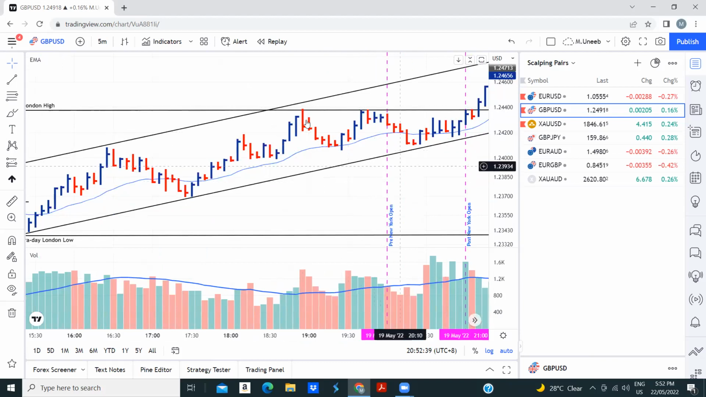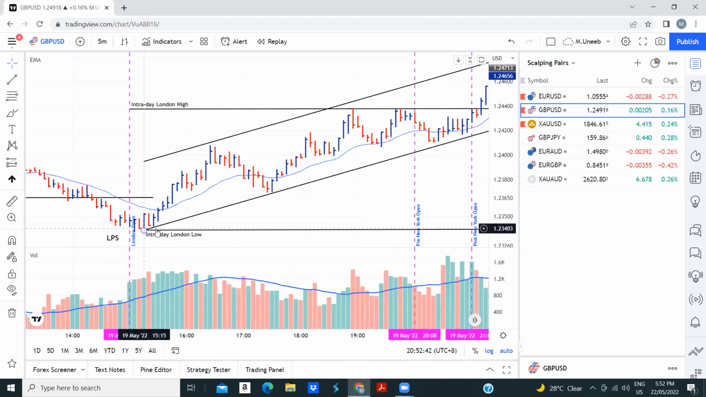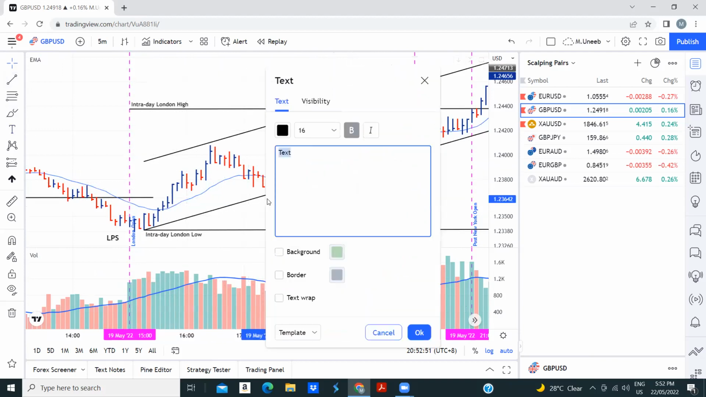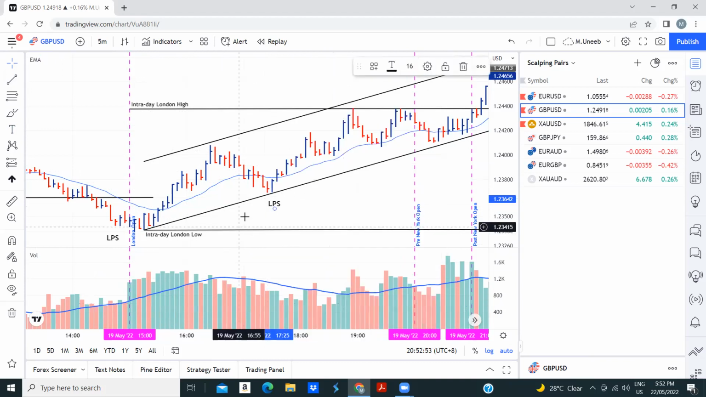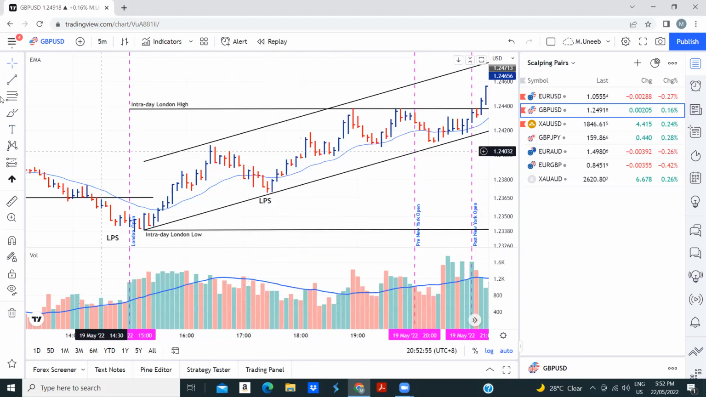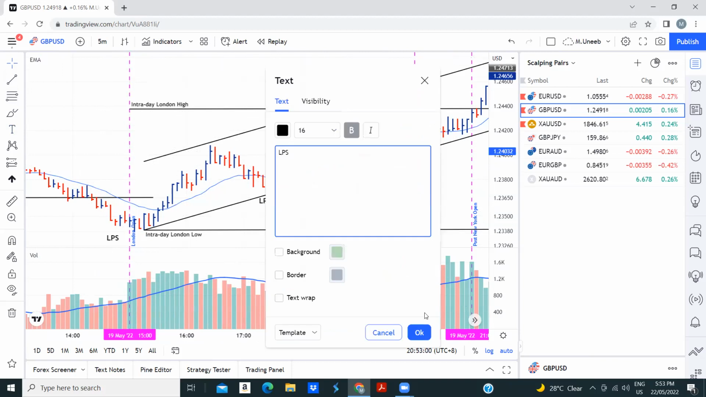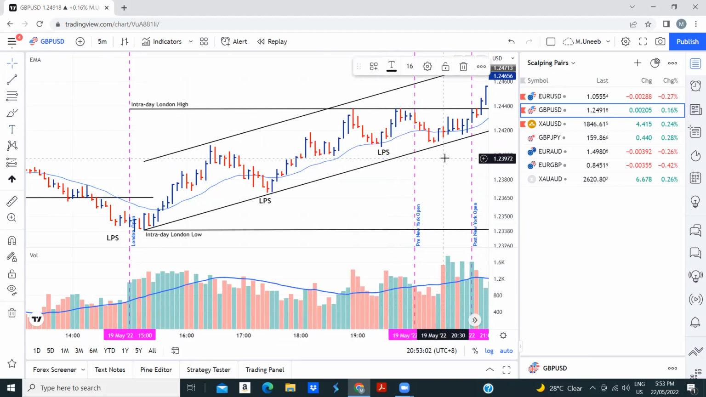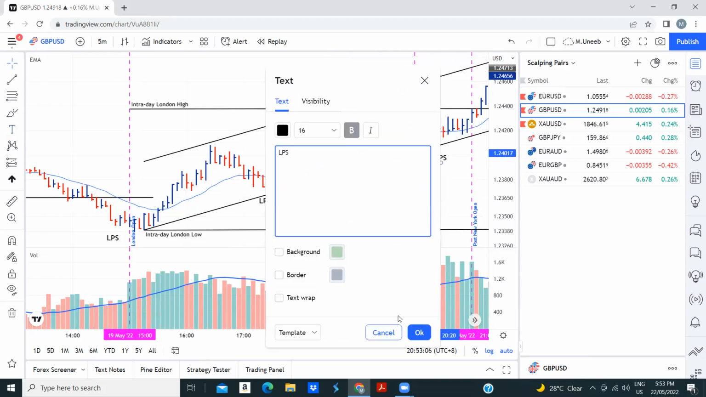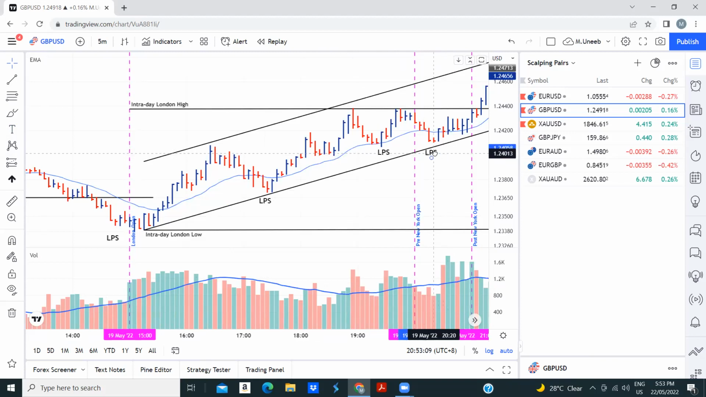Okay, so now we have a 5-minute time frame. This is LPS, and after LPS we again have a quick drive up. And as we go up and up, this is again LPS, last point support. Every time we make a bounce, it's LPS. We make higher highs, higher lows, LPS. LPS, last point support. Every time we make higher lows, it's LPS.